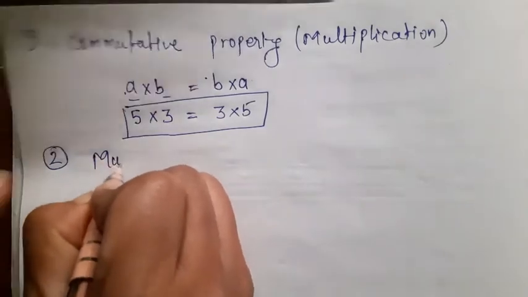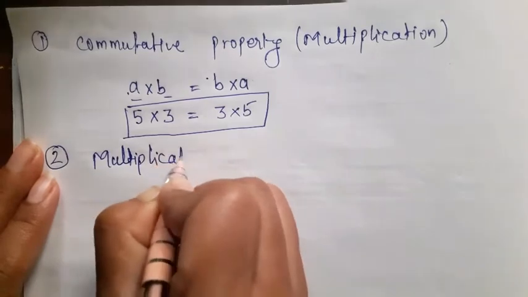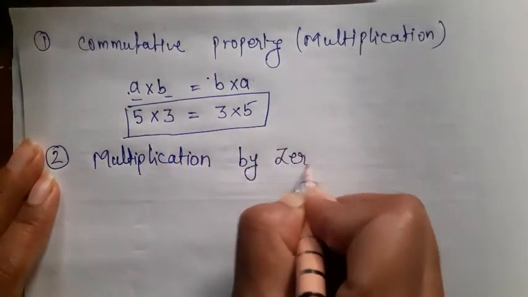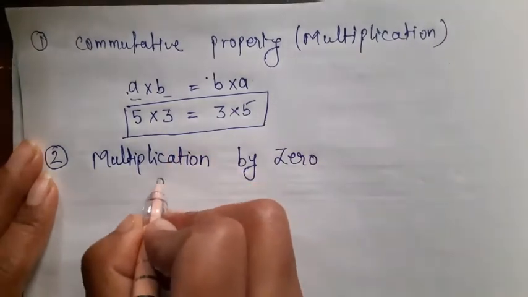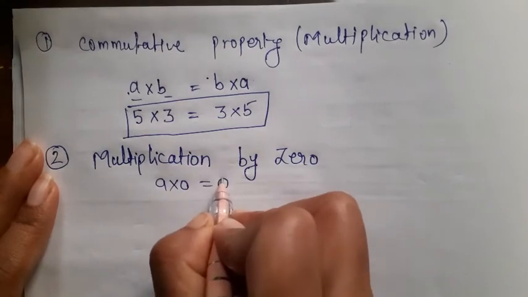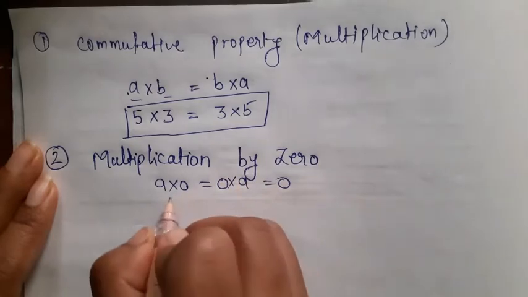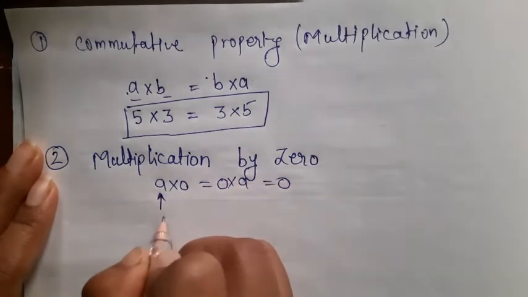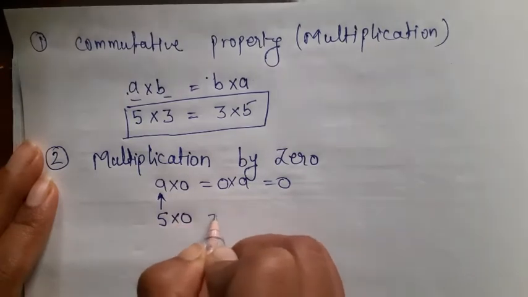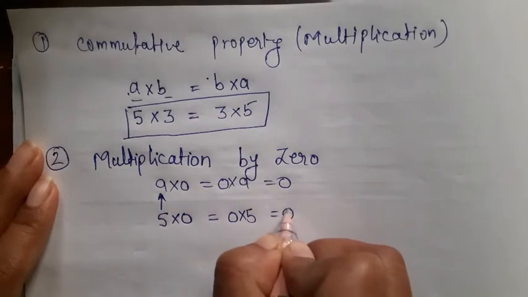Second is multiplication by 0. That means a into 0 is equal to 0 into a, or 0. So here if we have the value of a is 5, 5 into 0, we get 0 into 5, or 0.